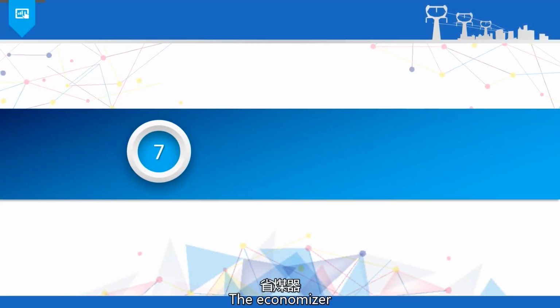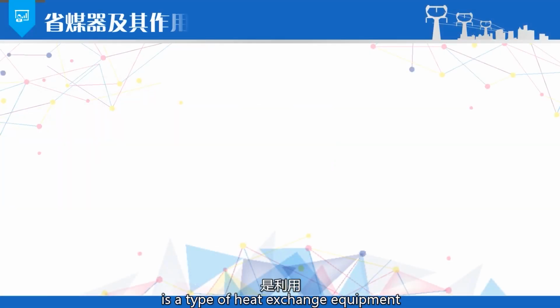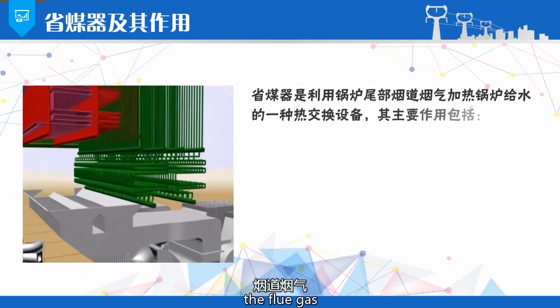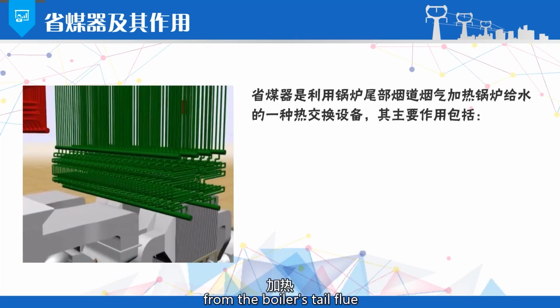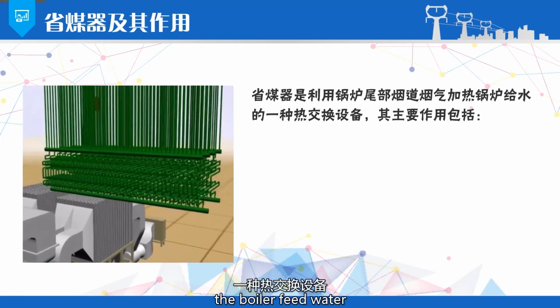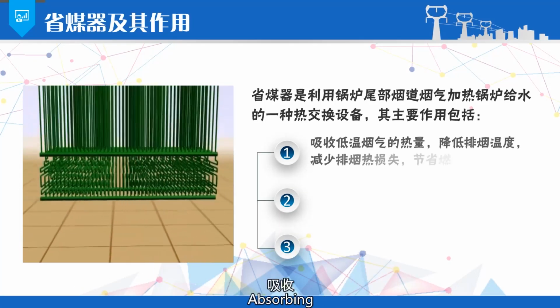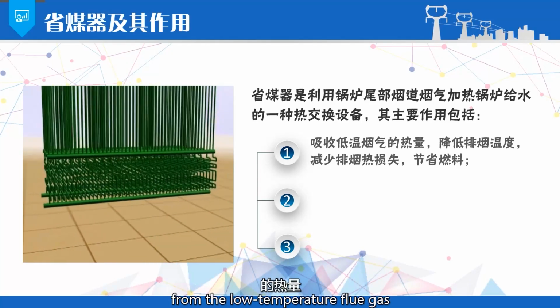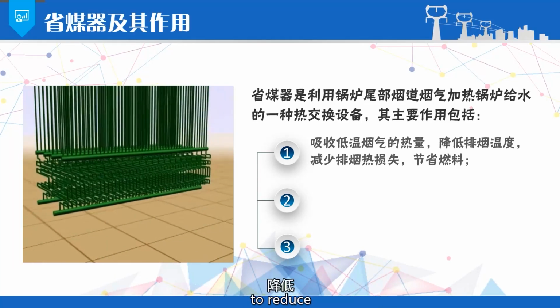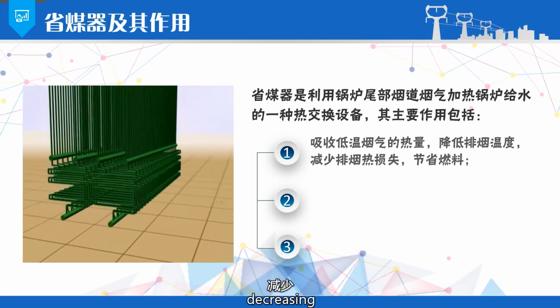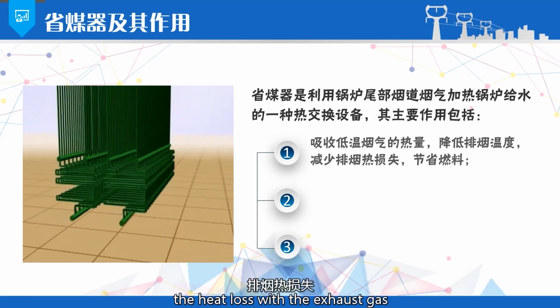The economizer is a type of heat exchanger equipment that uses the flue gas from the boiler's tail flue to heat the boiler feed water. Its main functions include, first, absorbing the heat from the lower temperature flue gas to reduce the exhaust gas temperature, decreasing the heat loss with the exhaust gas and saving fuel.